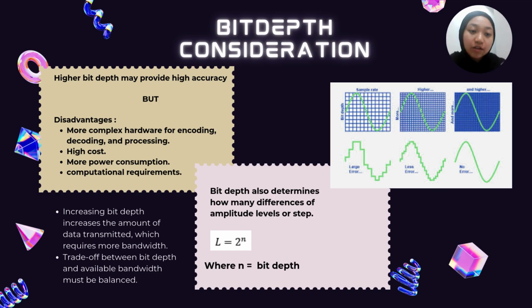If you look at the graph, you can see how the waveform becomes smoother as the bit depth increases. With lower bit depth, the signal appears blocky because it cannot capture all the fine details. But with higher bit depth, the waveform closely matches the original signal.